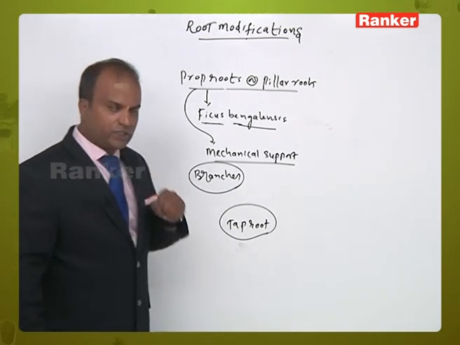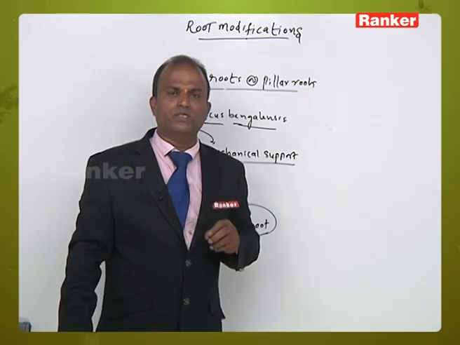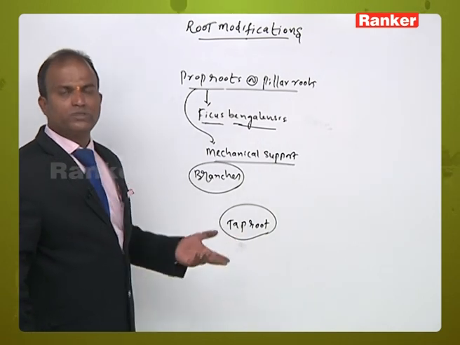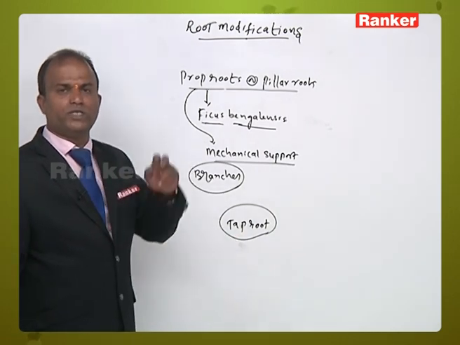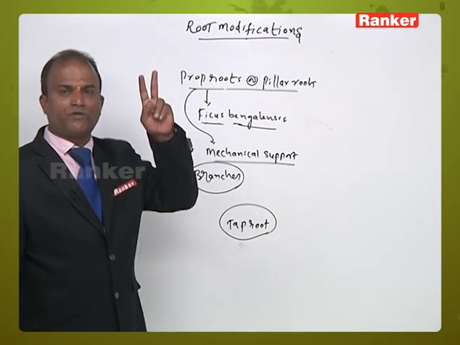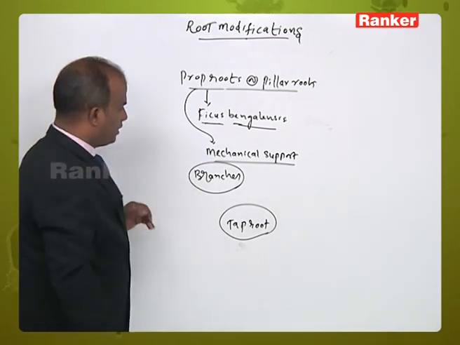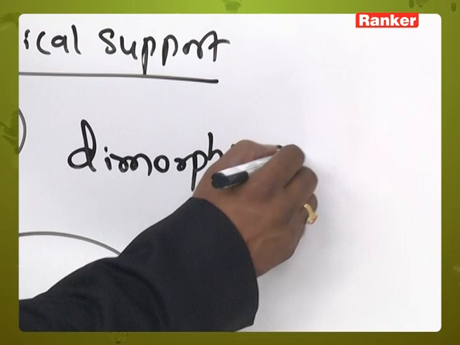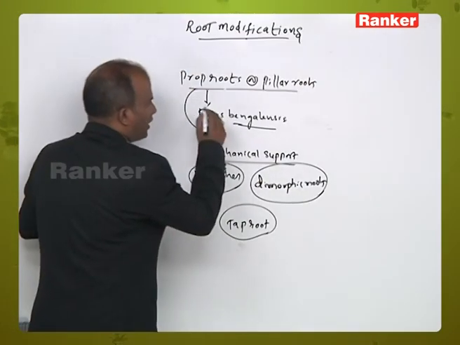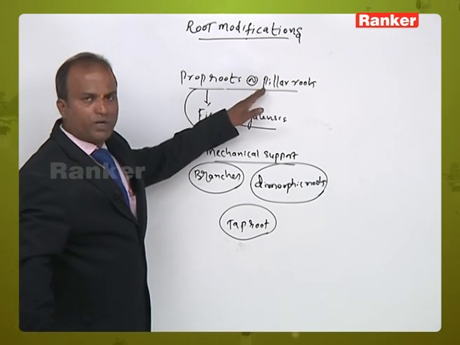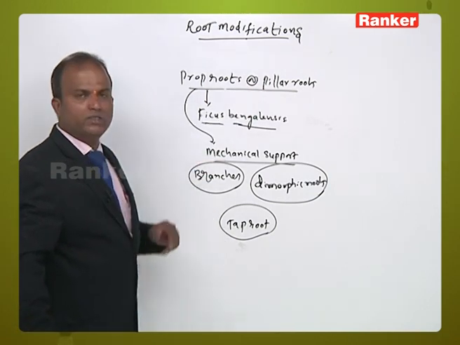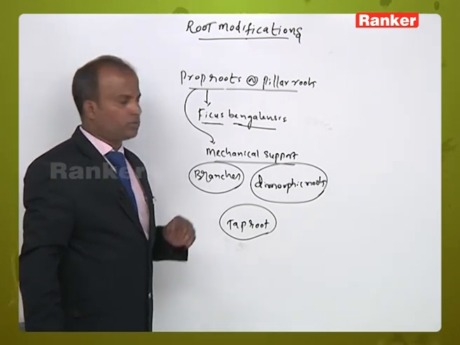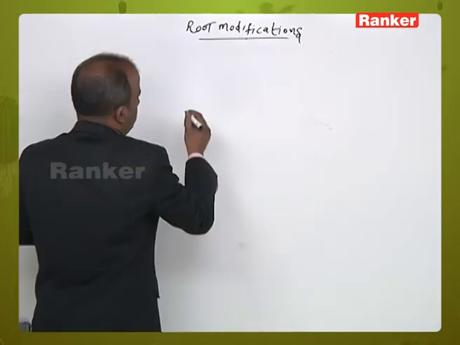That means in Ficus bengalensis, dimorphic roots can be seen. Why? Because it shows prop roots or pillar roots and it shows a taproot, so it shows two types of roots morphologically. One root is the prop root or pillar root, and the other is the taproot. So this is about prop roots or pillar roots.